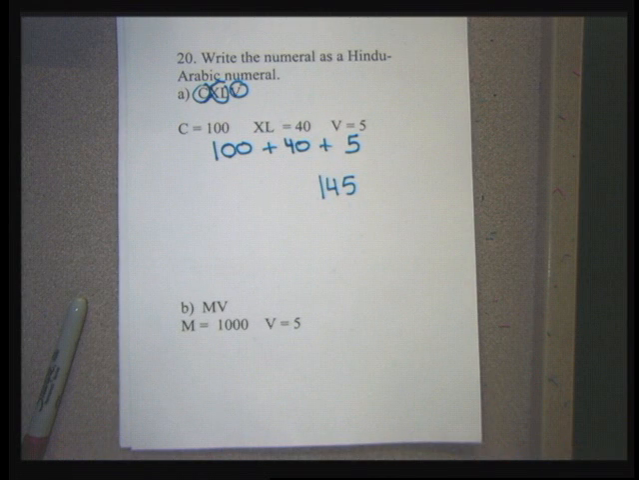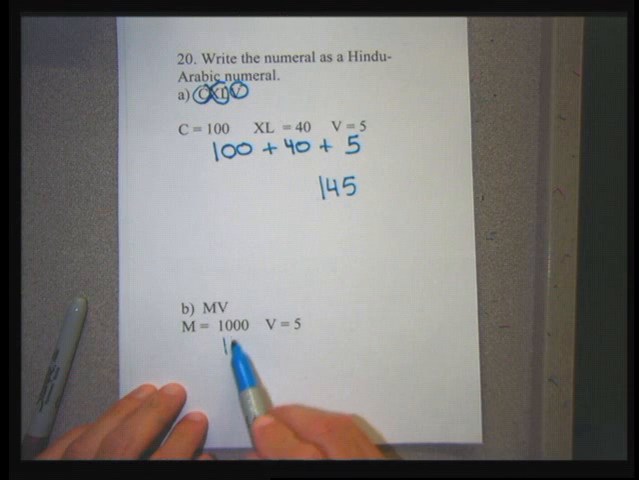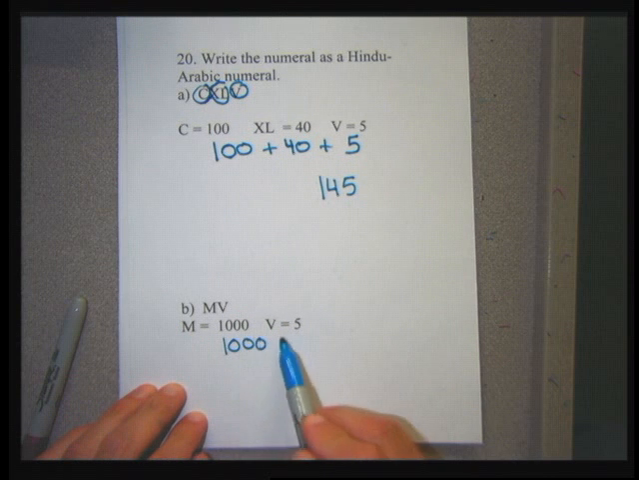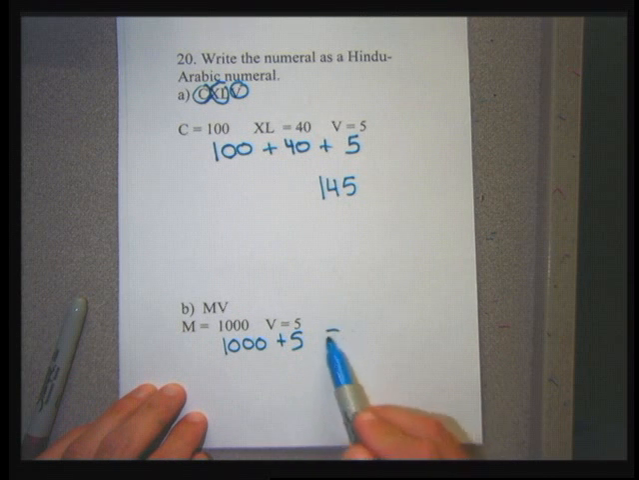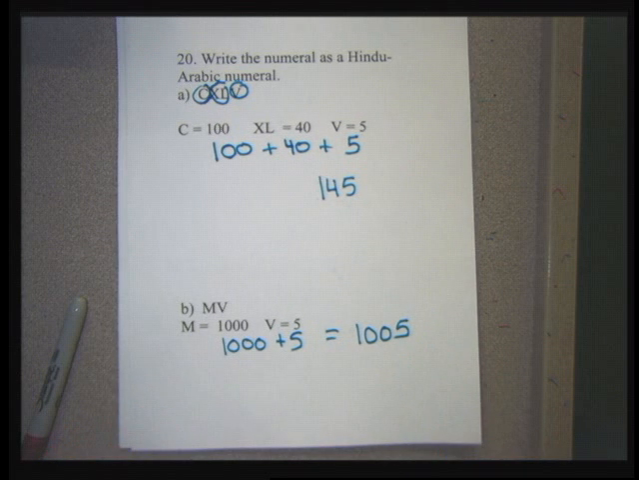20b, I don't see any of the special symbols. I don't see an XL or a CD or a CM. There's no special symbol, so I just write down what each letter means. M means 1,000. V means 5, and I add the numbers 1,000 plus 5, and I get 1,005. So the answer to 20b is going to be 1,005.